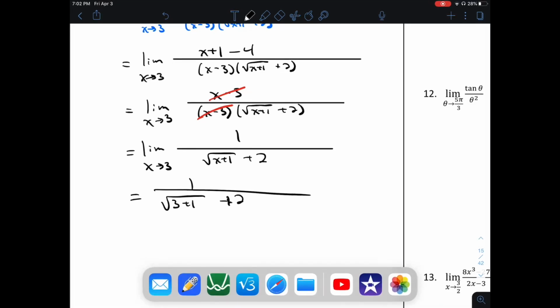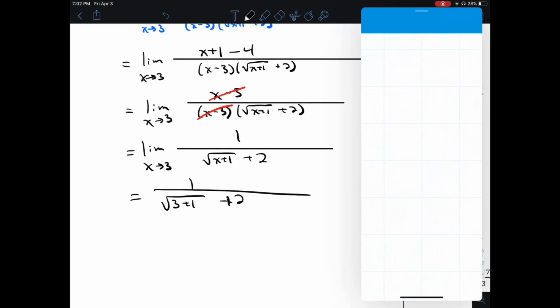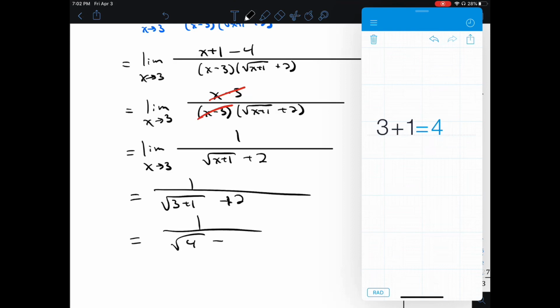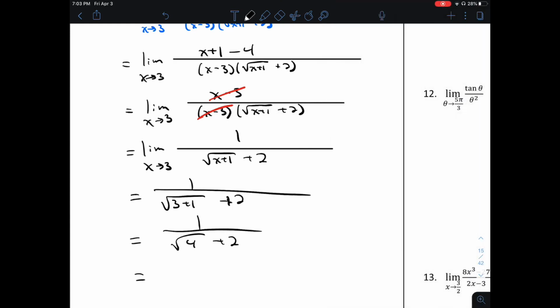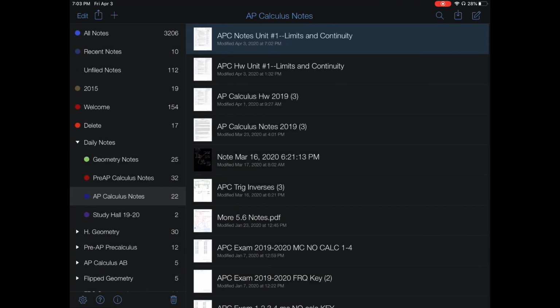Let's get my calculator out real quick. 3 plus 1. Oh, it's 4. Interesting. I did not see that coming. And then the square root of 4. Oh, it's 2. Very nice. This ends up being a 4th.